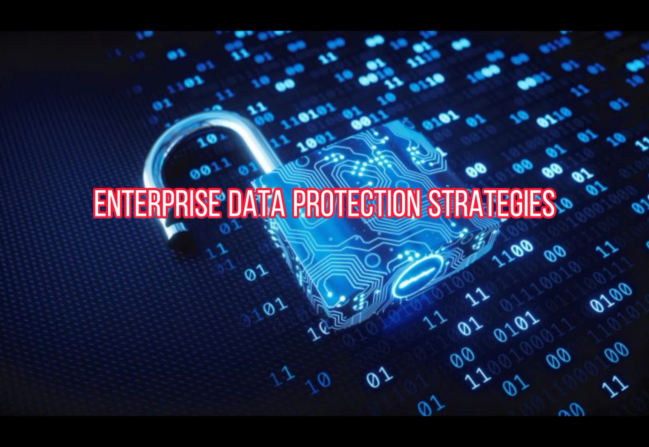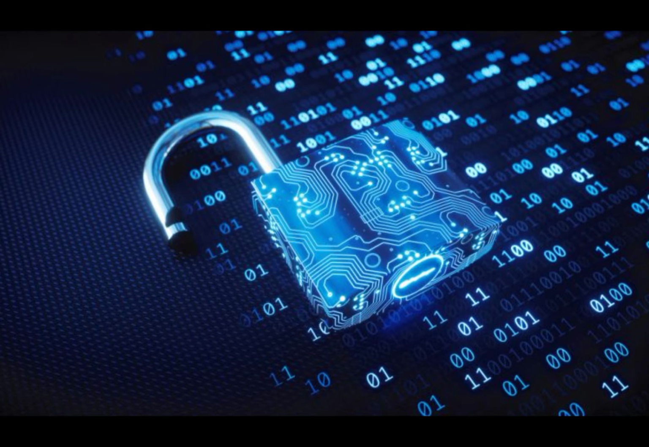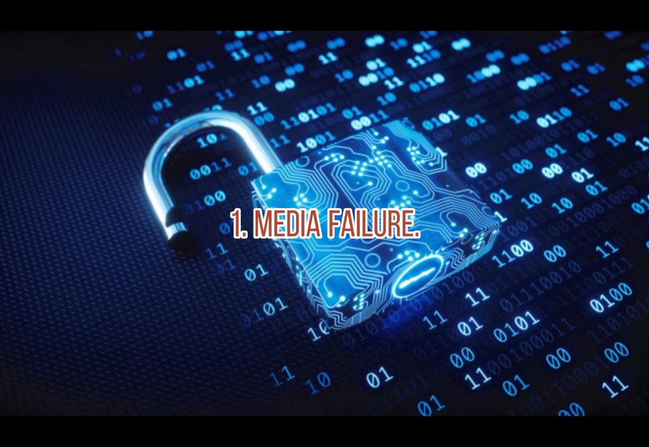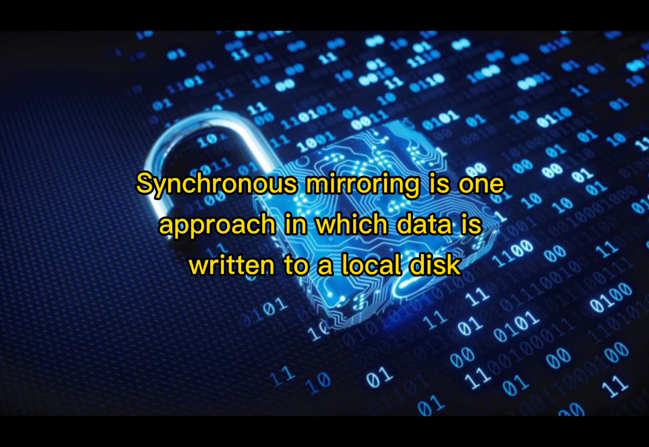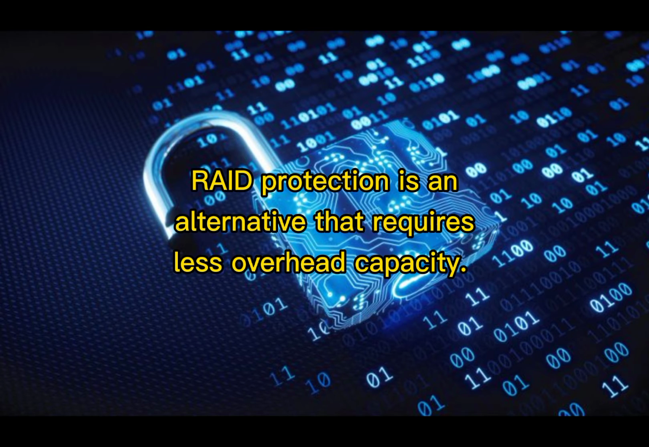Enterprise data protection strategies. Modern data protection for primary storage involves using a built-in system that supplements or replaces backups and protects against the following problems. 1. Media failure. The goal here is to make the data available even if a storage device fails. Synchronous mirroring is one approach in which data is written to a local disk and a remote site at the same time. RAID protection is an alternative that requires less overhead capacity.